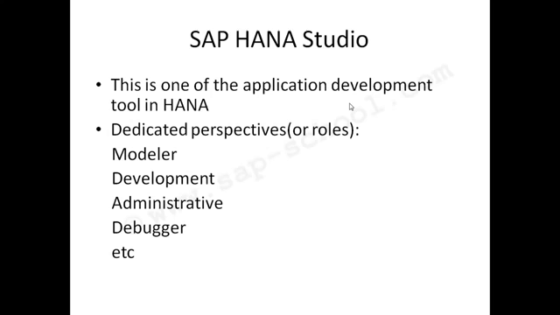We have different perspectives here. Perspectives are nothing but roles. So we have the modeler perspective, developer perspective, administrative perspective, debugger perspective. According to whatever tasks you're performing, you go into one of these perspectives. There are a whole list of other perspectives as well, but in this tutorial we'll be mainly dealing with the modeler perspective and create different information models in HANA.